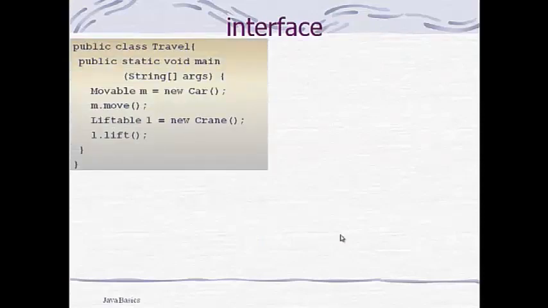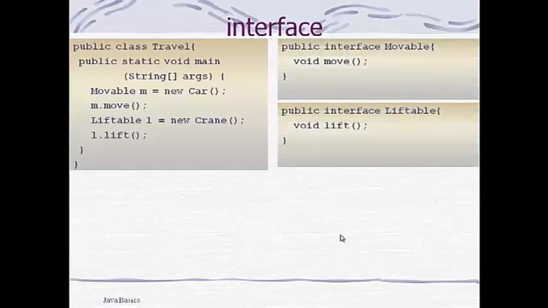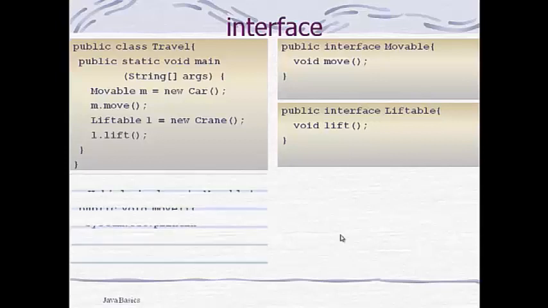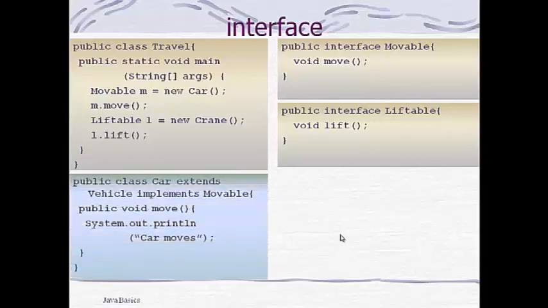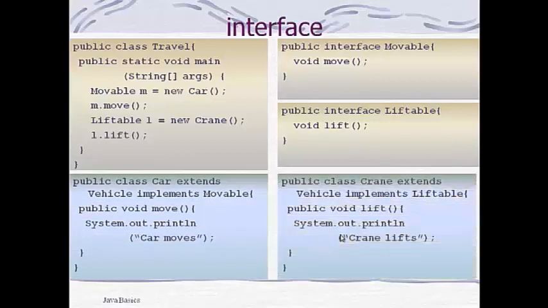So what we do is we create two interfaces, movable and liftable. We declare the methods move and lift in these interfaces. Now what we do is we implement movable in car and implement liftable in crane.